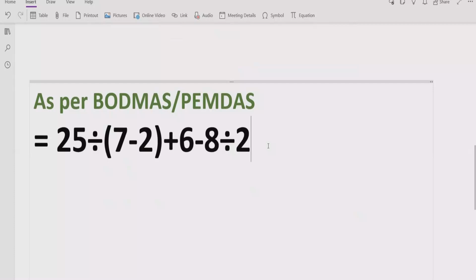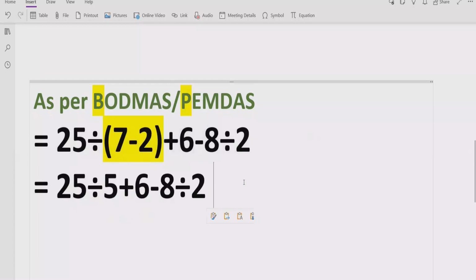As you can see on the screen, you have an expression which contains basic operations and also the bracket. So according to the rule of BODMAS and PEMDAS, you have to solve the bracket first. So here we will solve the parenthesis, or you can say the bracket. This is the bracket and we will solve this part first. We will write the other part as it is. 7 minus 2 equals 5, and here we will give the reference: 7 minus 2 equals 5.